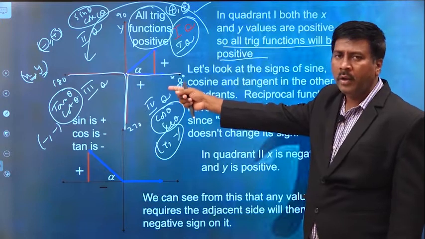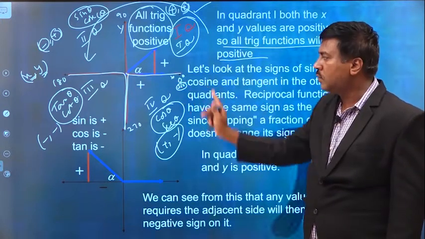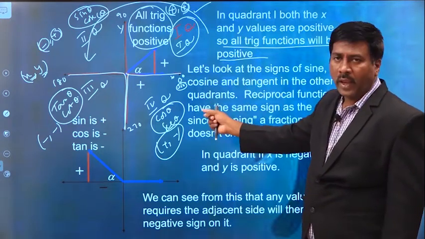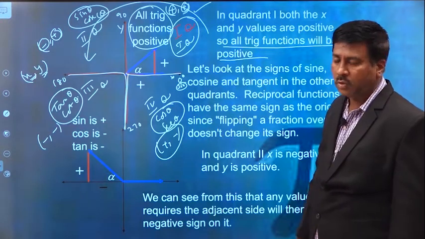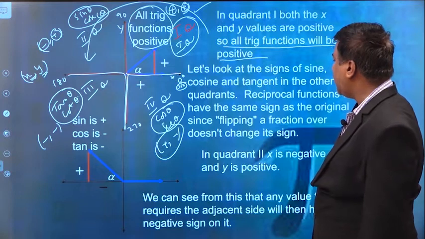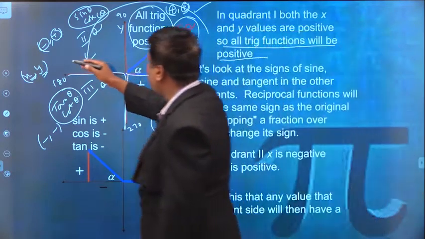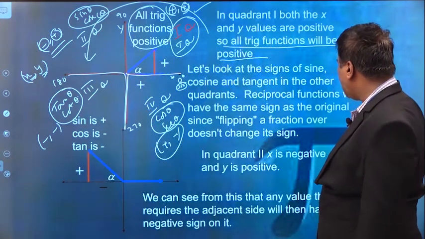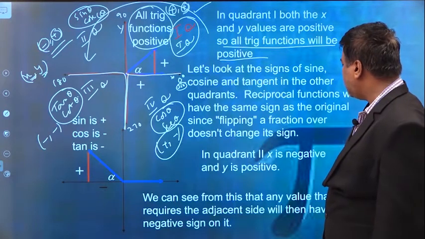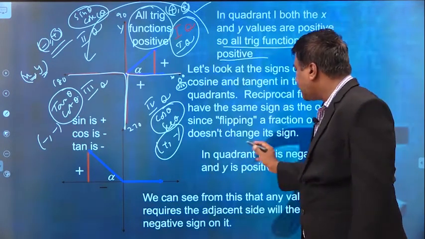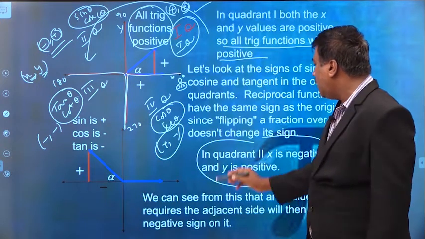Here also, in the third quadrant, tan theta and its reciprocal, cot theta, both are positive, and cos theta and its reciprocal, secant theta, both are positive. Now, in quadrant 2, x is to be negative and y is to be positive. So we can see from this that any value that requires the adjacent side will have a negative sign on it. So I have to consider this.